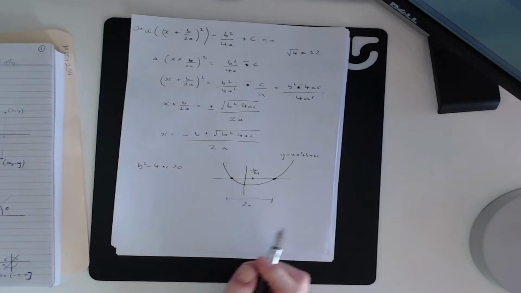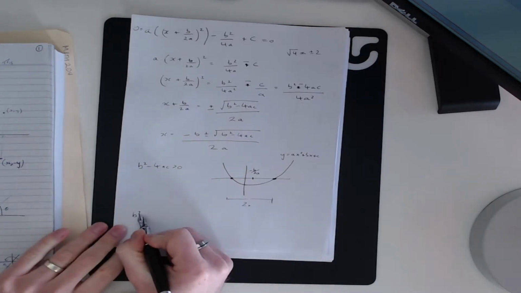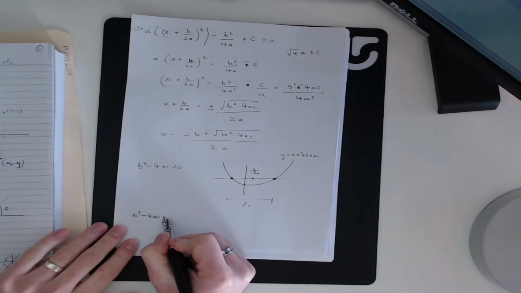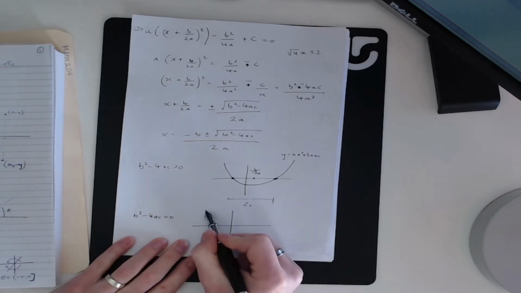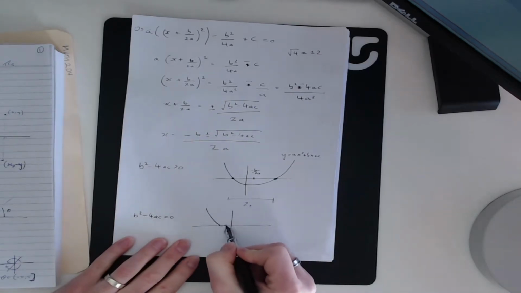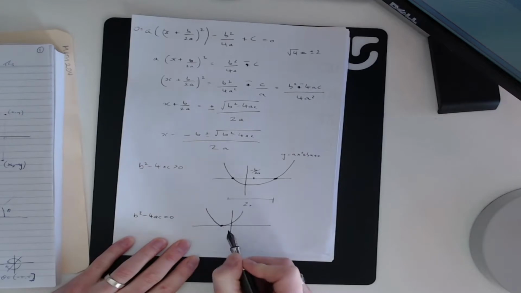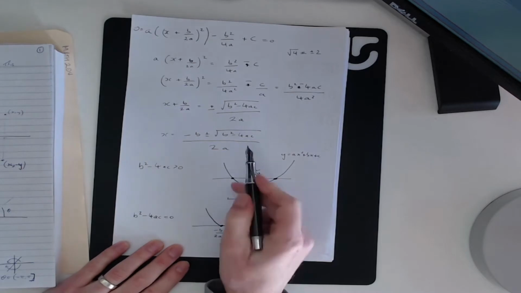Okay, so when b squared minus 4ac equals 0, then we know that our equation must be something like this, with one root, and that root happens at minus b over 2a, because this bit is 0.